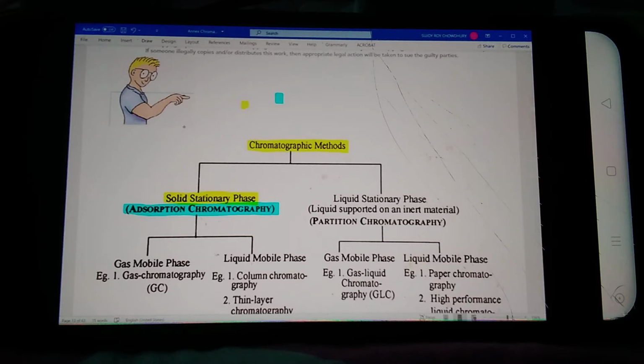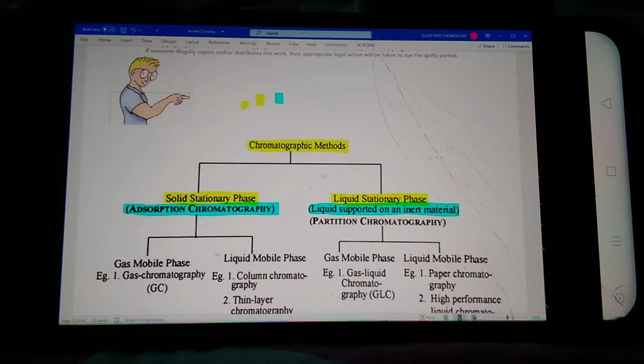And if the stationary phase is liquid, that is a liquid stationary phase. There cannot be a gas stationary phase; gas cannot be stationary. Hence, there are two types with respect to the stationary phase: one is solid and one is liquid. And for the liquid stationary phase, the liquid is generally supported on an inert material.